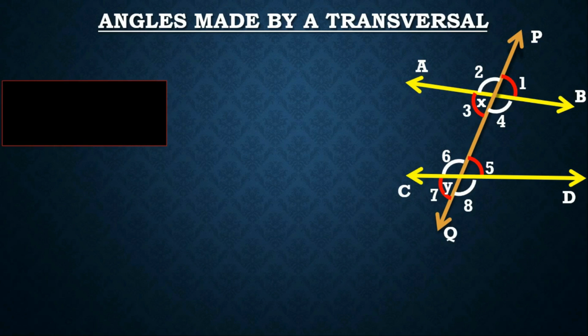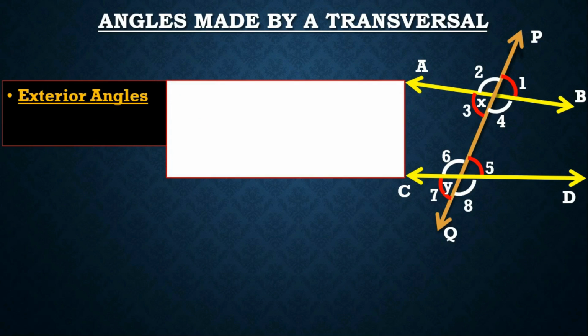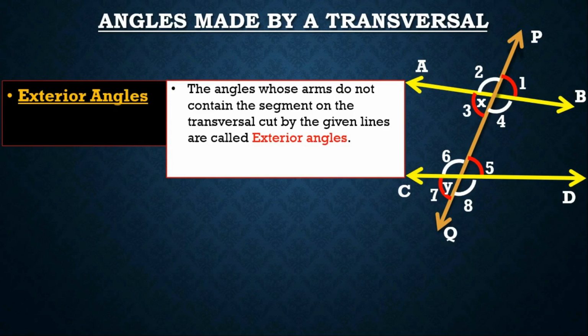So first we will see about exterior angles. So what are exterior angles? The angles whose arms do not contain the segment on the transversal cut by the given lines are called exterior angles. So let us take an example.